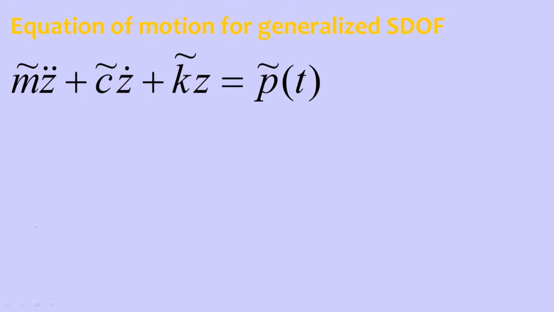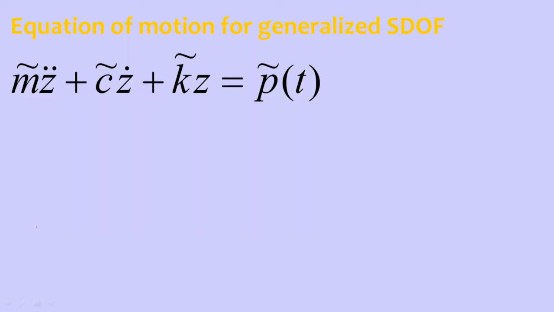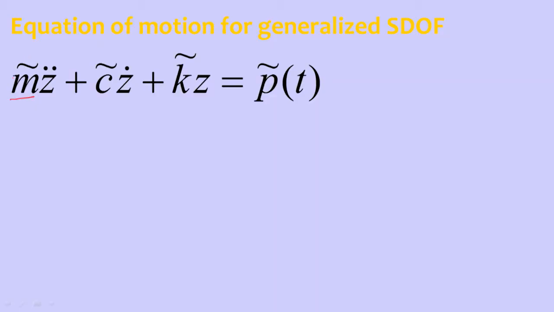Before that, let me explain what the equation of motion for continuous systems is. The equation of motion for a continuous system is the same as m tilde z double dot plus c tilde z dot plus k tilde z is equal to p tilde. In this case, m tilde is a generalized mass because it is not lumped at one location. So we need to take into consideration the shape function, which is the deflection profile of the member or the structure. All that needs to be considered. That's why we call it generalized mass.